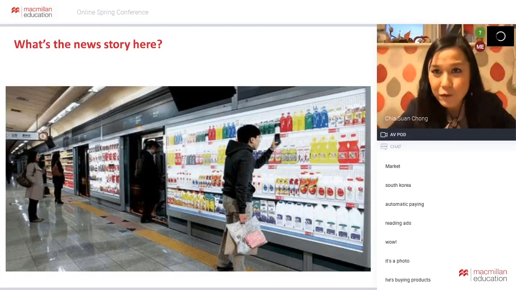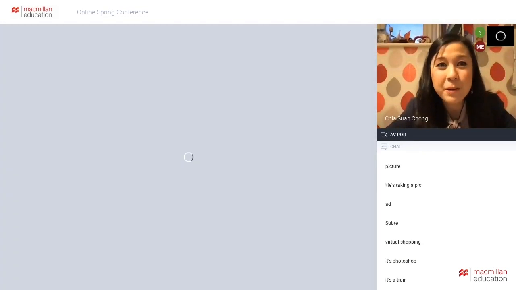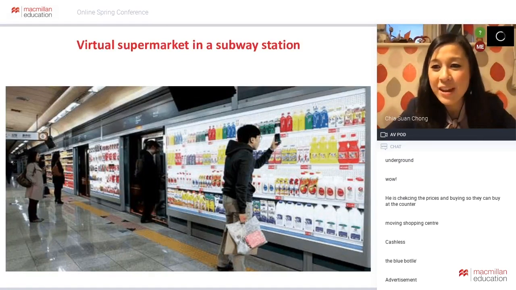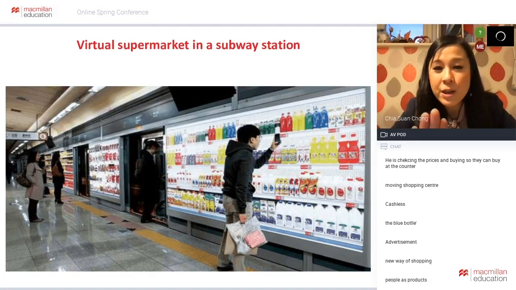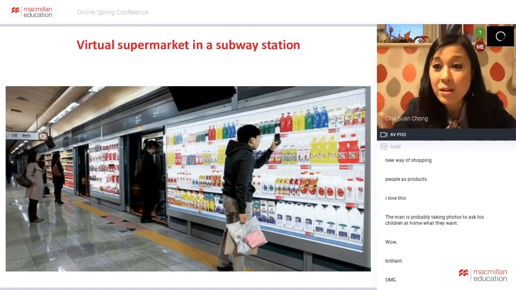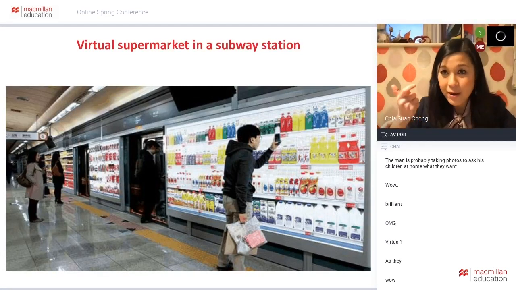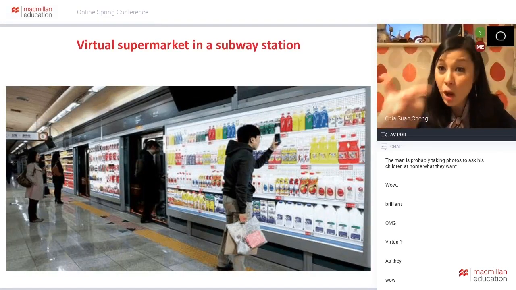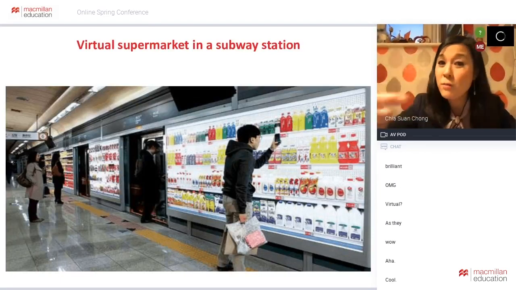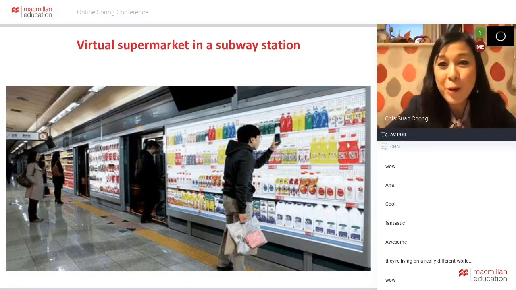Some of you said a new way of shopping, and that is exactly what this is. The news story is virtual supermarket in a subway station in Korea. The products are products from a supermarket, and embedded in the products are certain codes. I believe they're like QR codes. And using the phone and the relevant app, the man is able to shop for those items using the supermarket's app. He's able to shop for those items virtually, and the items will obviously be delivered to his home.